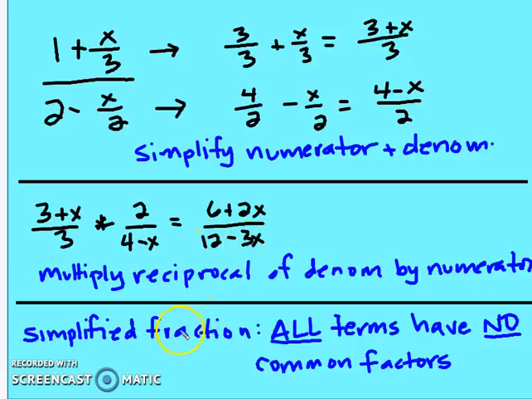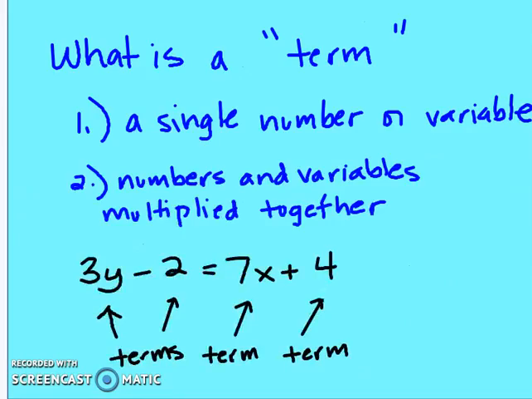A simplified fraction means that all terms have no common factors. In this case, this is a simplified fraction because the terms don't have a common factor, so we're going to leave it in this format. All right, what is a term? A term is a single number or variable, or numbers and variables multiplied together. So we have 3y as a term, negative 2 as a term, 7x as a term, and plus 4 as a term.